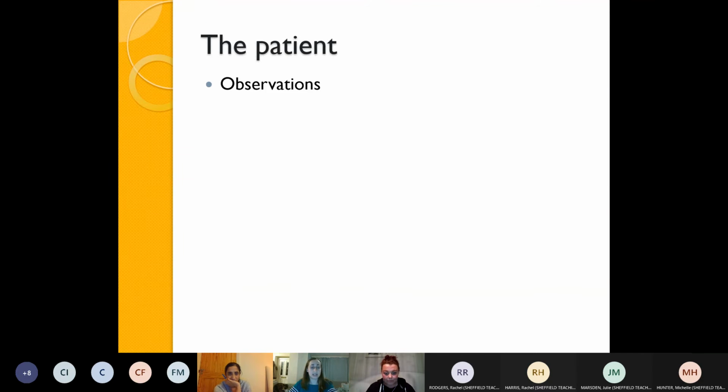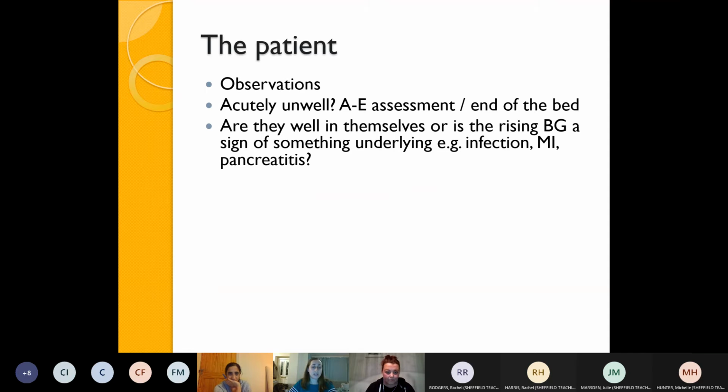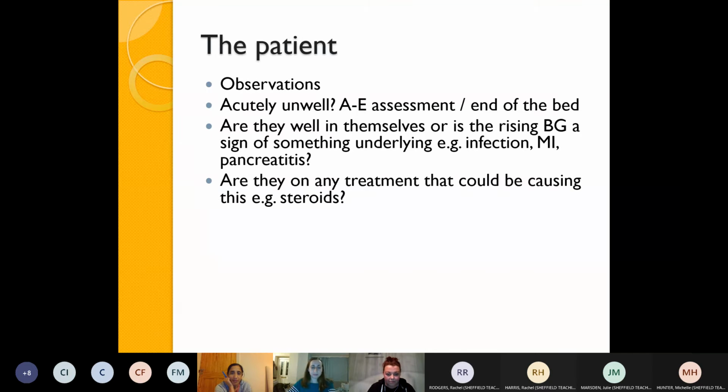So we'll go through the patient themselves. Are they well? When I say an A2 assessment or end of the bed, I literally mean you can just say to the nurse on the phone, when they're ringing you and the blood glucose is 22, is the patient fine? They'll just say, yeah, they're absolutely fine, they're completely well in themselves. Or no, there's something wrong with them and they're also hyperglycemic. Are we doing this to them? Have we given them steroids? Do they need tight control? So patients that are wound healing, had a surgery, or they've had an MI.